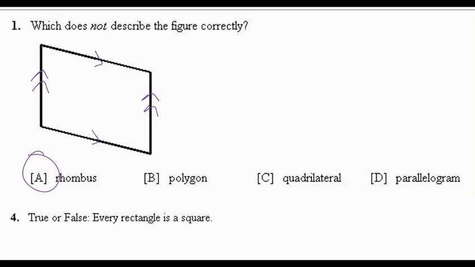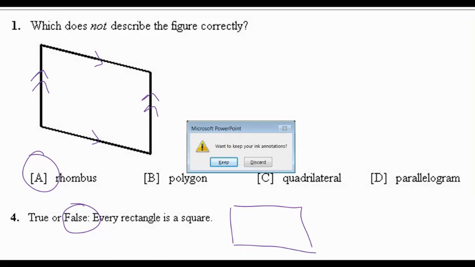All right, so let's look at our last question here. True or false? Every rectangle is a square. So is every rectangle a square? Can I draw a rectangle that is not a square? Well, let's see. That's a rectangle, right? Is it a square? No. So every rectangle is not a square. So that one is false. All right, that is it for quadrilaterals.